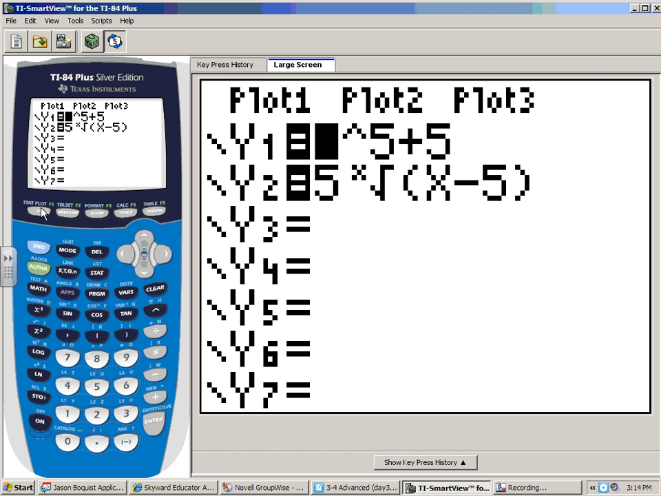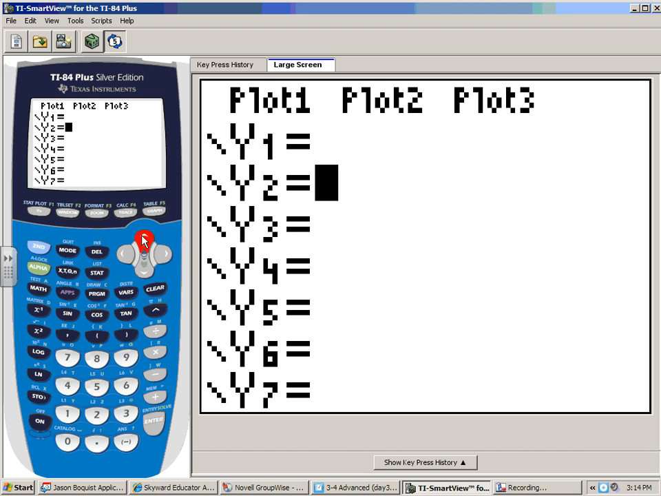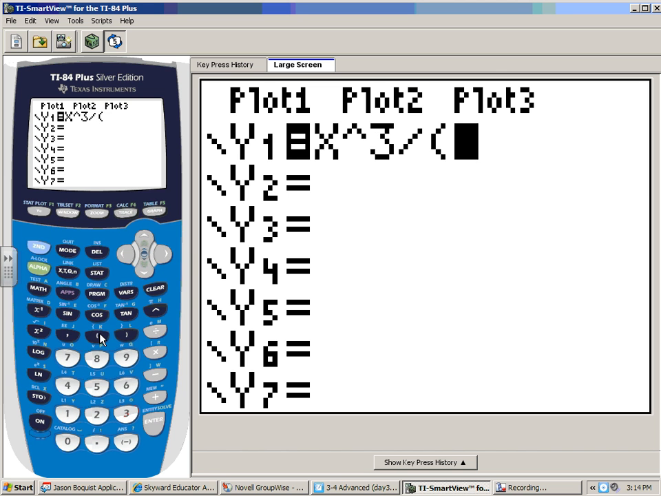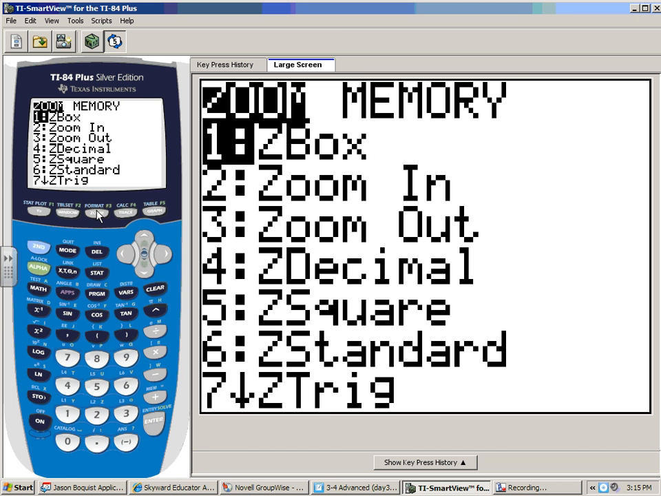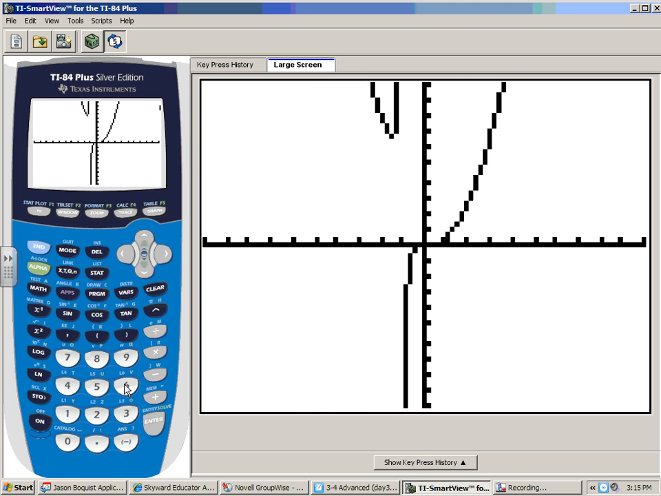So y equals, we don't need those, x to the third divided by, whoops. Be careful when you divide like this, make sure you put it in parentheses, or it will only divide by the x and then add 1. I want to divide by all of it, correct? So put it in parentheses. And I have no clue what the window is set at, so we'll just zoom standard. Whoa.